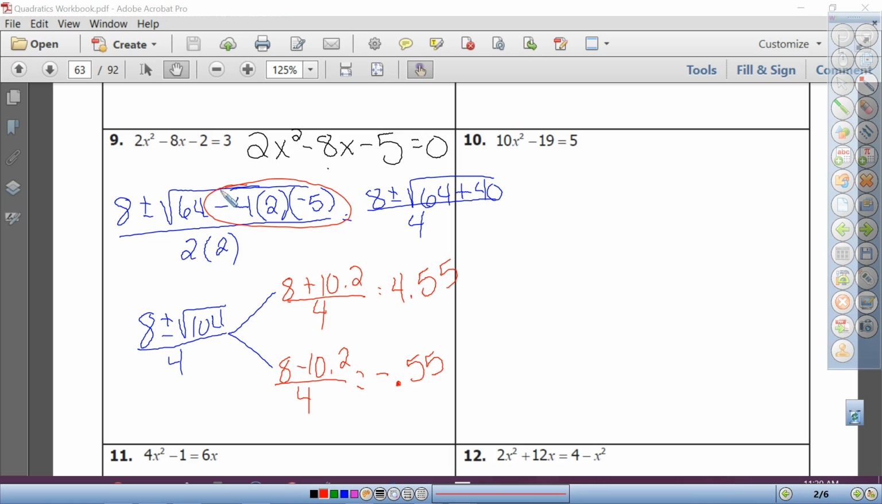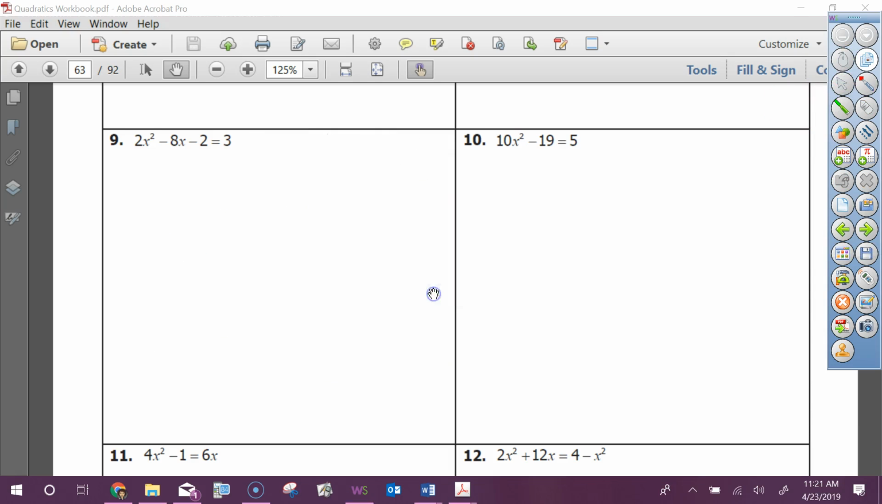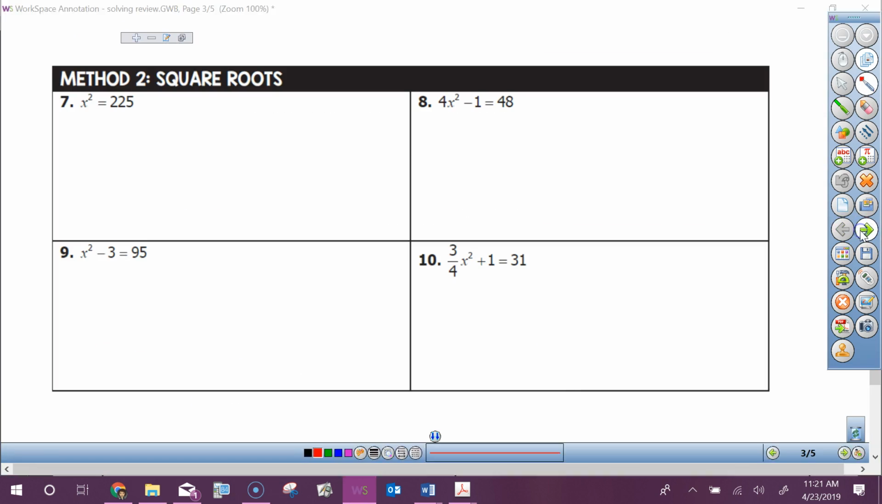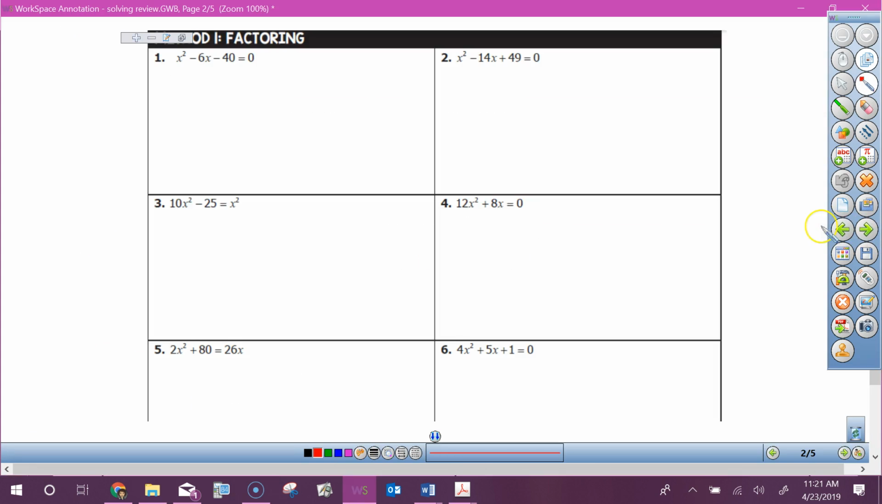So if you look at page 64 now. The first way that we solved these was by factoring. And luckily we've been factoring for like 2 chapters now, right? So we should be getting to the point where factoring comes fairly naturally.